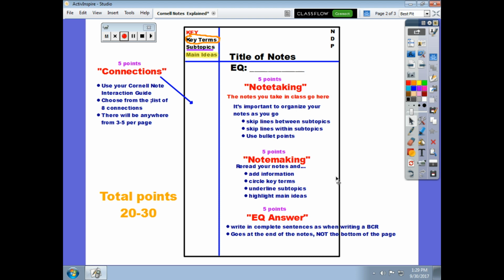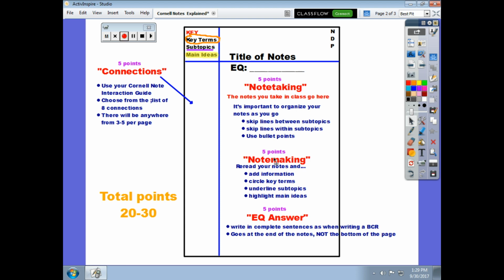And when you write your answer to the essential question, you need to write it as you would write a BCR. And again, refer to your toolbox in your notebook because there are directions about writing a BCR, a brief constructed response. The idea is that if the question up here is, why was George Washington the father of his country? And we took notes on that. When you answered the essential question, you'd say George Washington was the father of his country because, and then you would pull information out of your notes to answer the question in a paragraph. Now, that's worth 5 points.